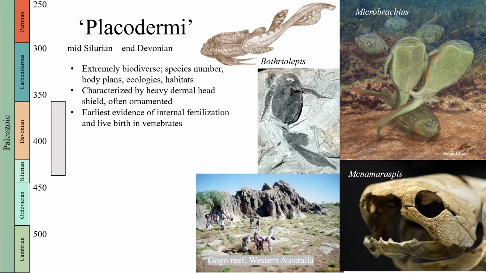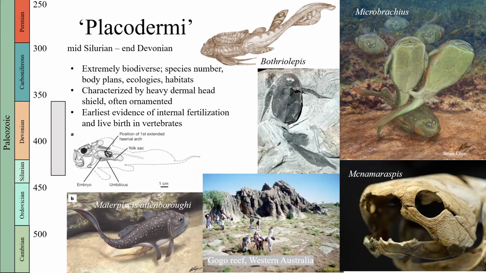This animal's from Australia. Dunkleosteus is actually, all of them are from Cleveland, Ohio. They're from near Lake Erie. That's where Dunkleosteus comes from. Really cool. One of the most important fossils from Gogo of these early placoderms is this one. They named it Materpiscis, the motherfish. Attenborough, David Attenborough. They did this on purpose.